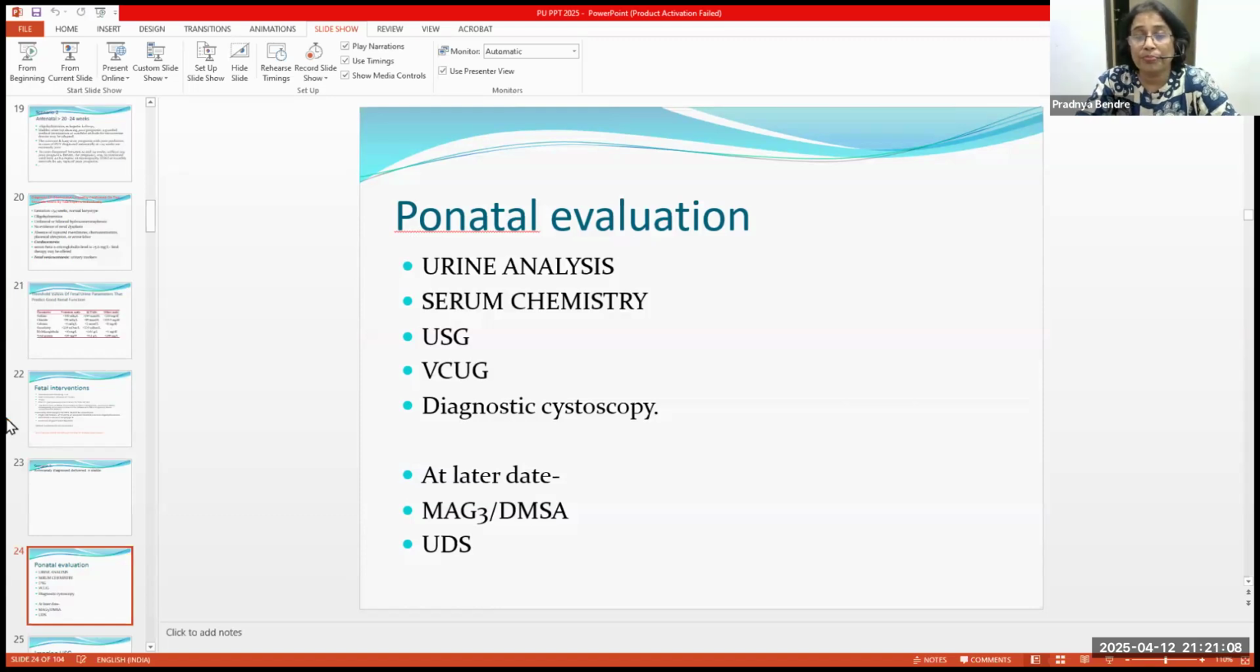None of the serum chemistry or creatinine values are useful in the first 24 hours, because those would be reflecting the maternal value. So you have to patiently wait, keep a watch on them, and then decide whether it is a posterior urethral valve. What you need is simple urine analysis and serum chemistry, which are done after 24 hours. Ultrasound can be done within 24 hours, and that will definitely give you a good diagnosis. But the gold standard for diagnosis is voiding cystourethrogram.